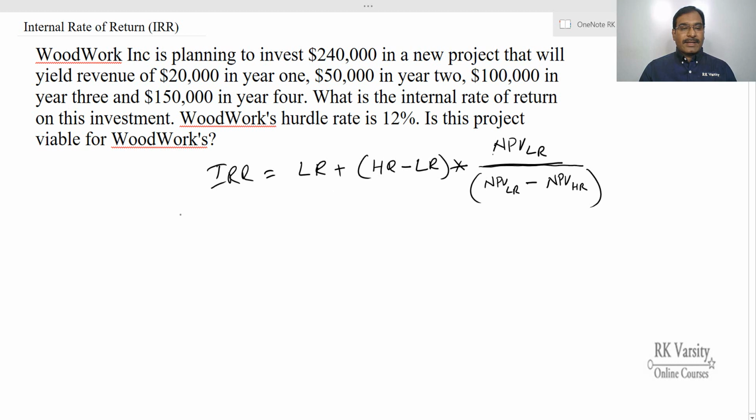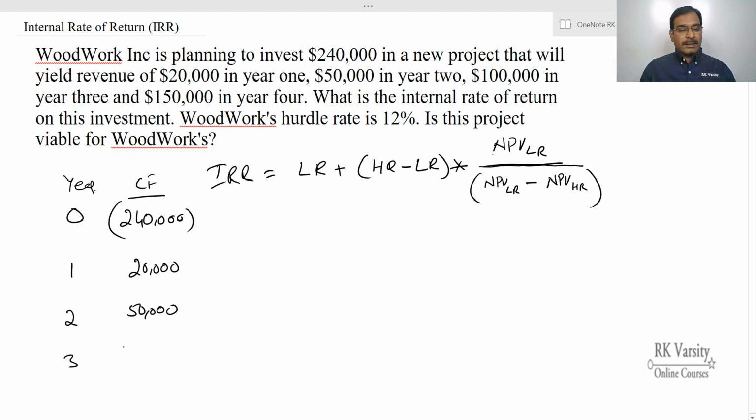Here you have the cash flows. Your investment at time period zero is $240,000. In year one, the project fetches a revenue of $20,000, in year two $50,000, in year three $100,000, and in year four $150,000. Woodworks' hurdle rate is 12%. Is this project viable for Woodworks? You need to calculate the IRR of this project, compare it with the hurdle rate, and then decide whether to accept or reject the project.